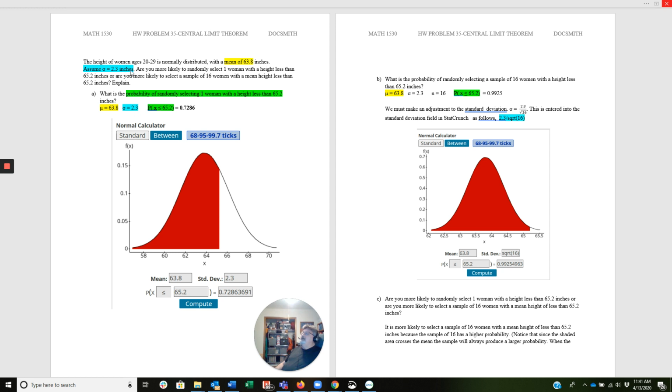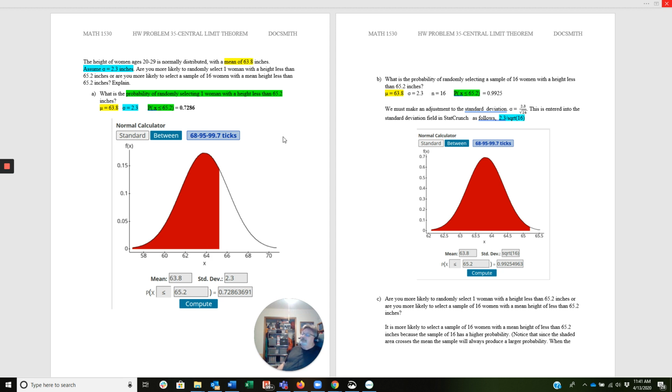2.3 inches is the standard deviation, and then we have a probability statement of x less than 65.2. And you see when I plug my mean in of 63.8, standard deviation of 2.3, probability of x less than or equal to 65.2, and there's my answer, my probability of 0.7286. So we have over 70% of getting one person. And that makes sense because we're above the mean and we're crossing over the mean. So we would expect this to be well above 50%.